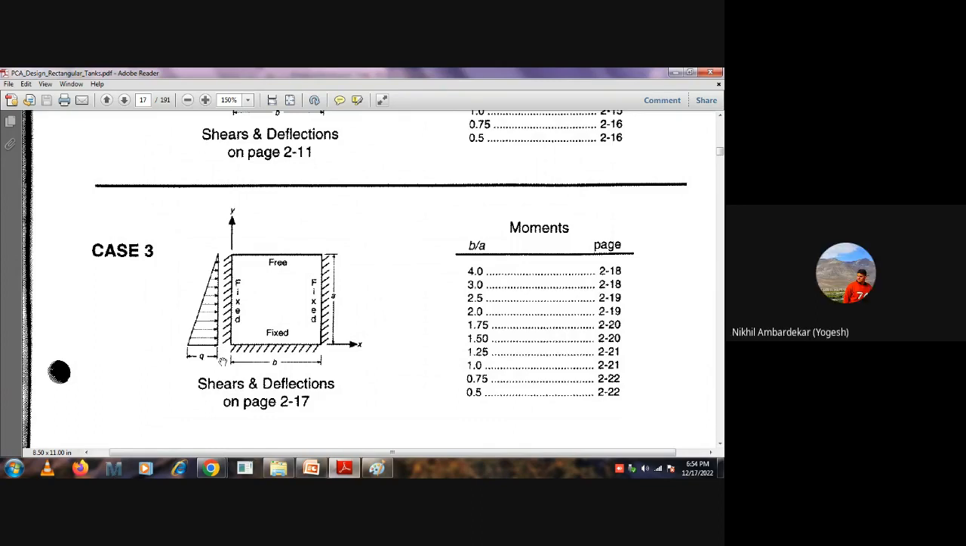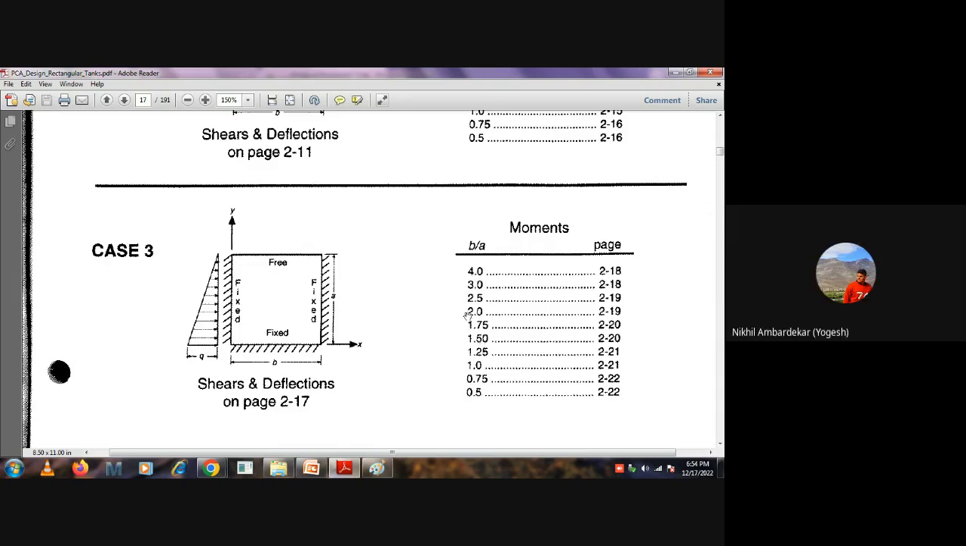Yes, sir. And what will be our aspect ratio? B by A means 12 by 5. What will be that? 2.4. So just go through this. B by A is 2.4. Do we have that value? No, sir.